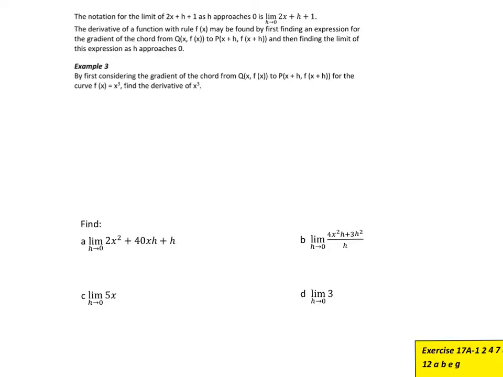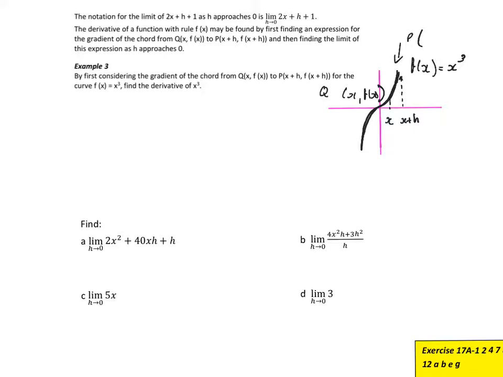So for those of us who have forgotten, we've got x cubed. We have the point x, which is just somewhere on the x-axis. So that's the coordinate x, and it's on the graph f of x. And then we have our other point, which has moved up h places. It's at x plus h. So this was the point Q, and this one here is the point P, and we're told that that's at x plus h and f of x plus h.